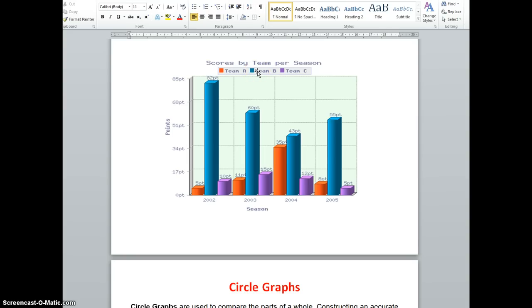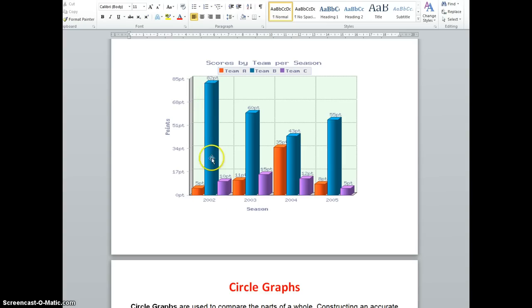So I'm wondering if you can see which team had the worst scoring in the season 2002. So, yep, pretty easy to see. 5 points. Team A only scored 5 points in 2002. And the best showing of all the seasons, can you tell what that would be? Yep, it's the blue team. Team B, 82 points in 2002. Wow, they must have been a really great team.